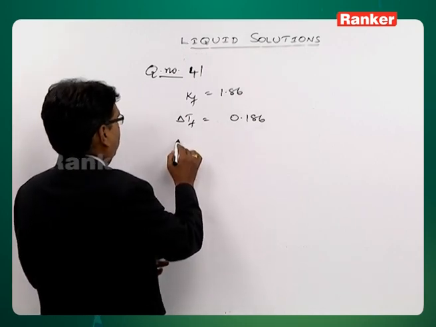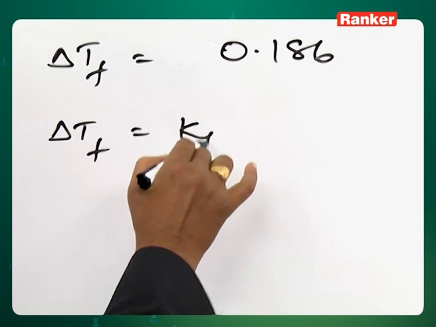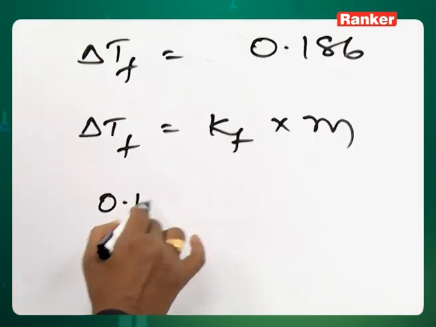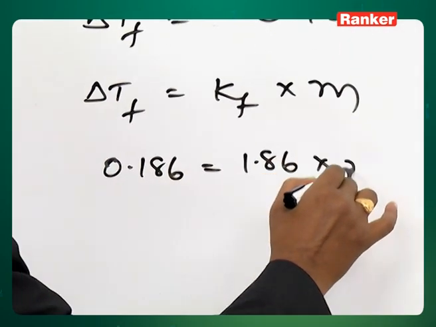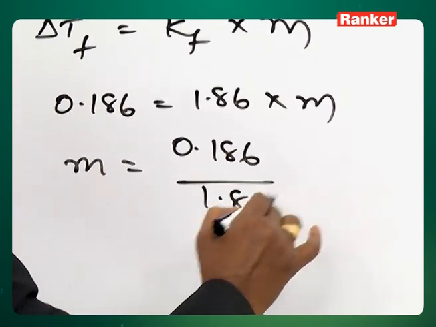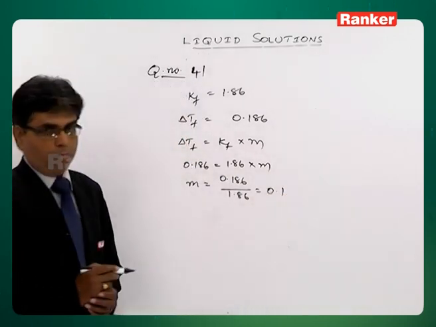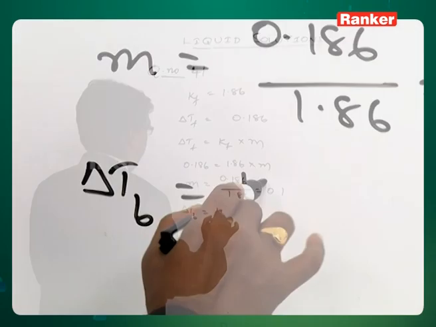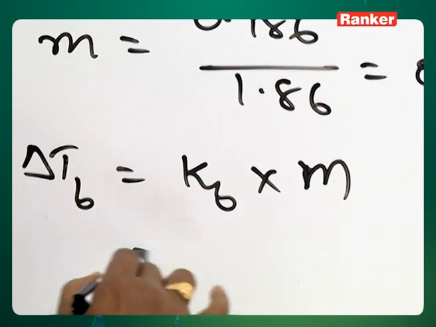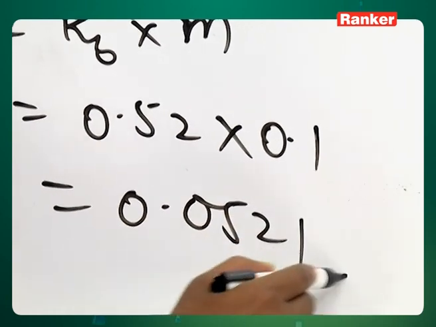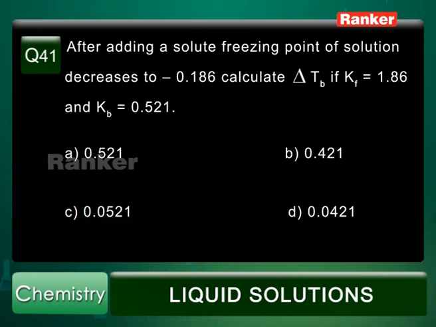So from this, delta Tf is equal to Kf into molality. So first we have to find out molality. So delta Tf 0.186 is equal to 1.86 into molality. So molality is equal to 0.186 by 1.86, that is 0.1. Right. Now using this molality, find out delta Tb. Delta Tb is equal to Kb into molality. Kb is 0.521, so this into 0.1 is 0.0521. So delta Tb must be equal to 0.0521. So the answer must be option C.